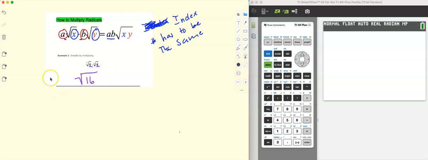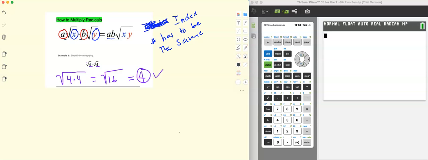Okay, so basically, let me rewrite this. I just took the whole square root and combined them together. So that's the square root of 4 times 4, which is just equal to the square root of 16. And of course you guys know that 16 is a perfect square, so this is just equivalent to 4, and we simplified it.